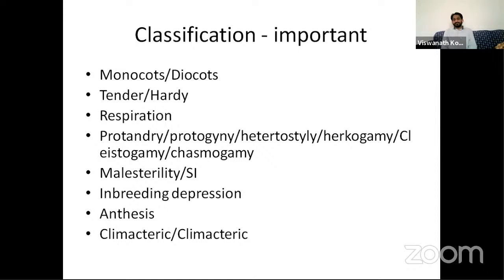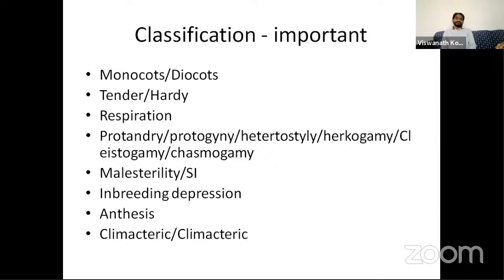And protandry and protogyny: in the umbelliferous family, onion and carrot have protandry, and protogyny in cole crops. Cucurbits and tapioca have protogyny. Heterostyly, then cleistogamy: lima bean, pea and French bean; chasmogamy: tomato and capsicum. Inbreeding depression is high, medium, or low: high in carrot, medium in onion and cole crops, low in cucurbits.